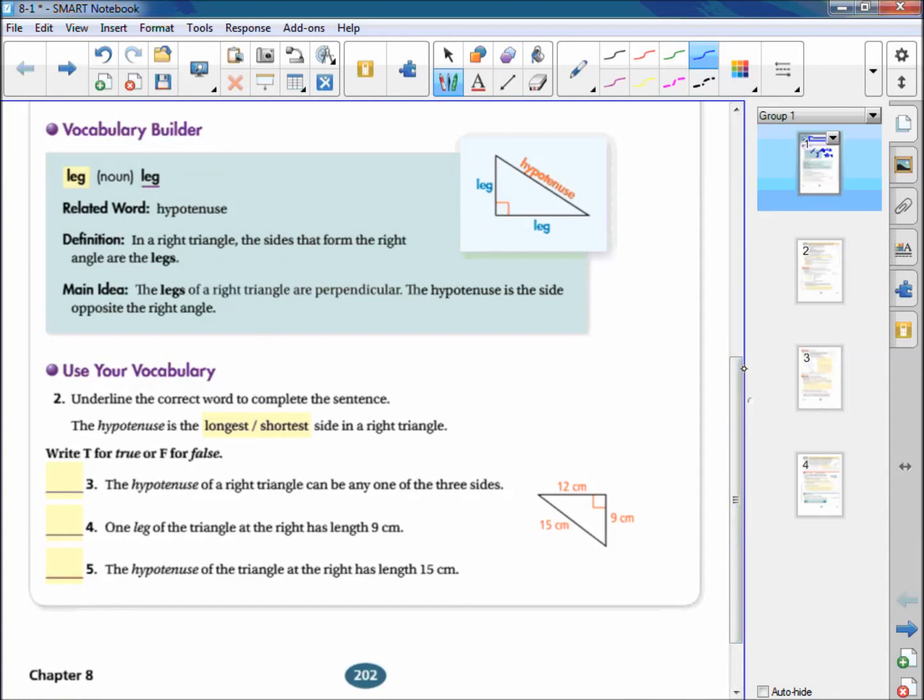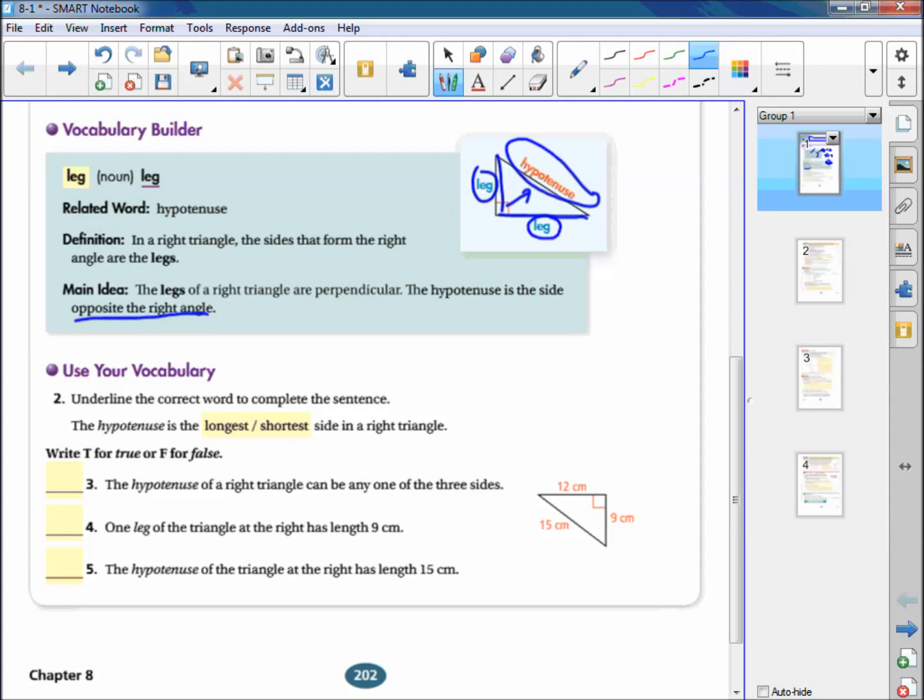In a right triangle, we have the hypotenuse. The hypotenuse is the longest side of the right triangle. It's always across from the right angle. And we also have the two sides that touch the right angle, are adjacent to it, are called the legs. Okay. All right, so the legs of a right triangle are perpendicular to each other, and the hypotenuse is the side that is opposite of the right angle, the one across from it.